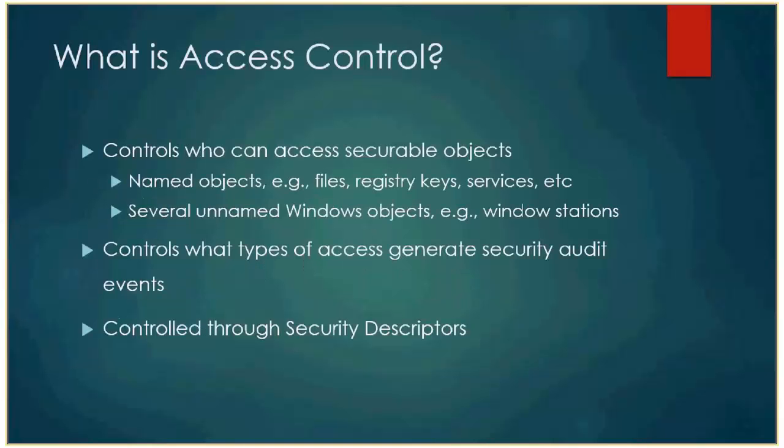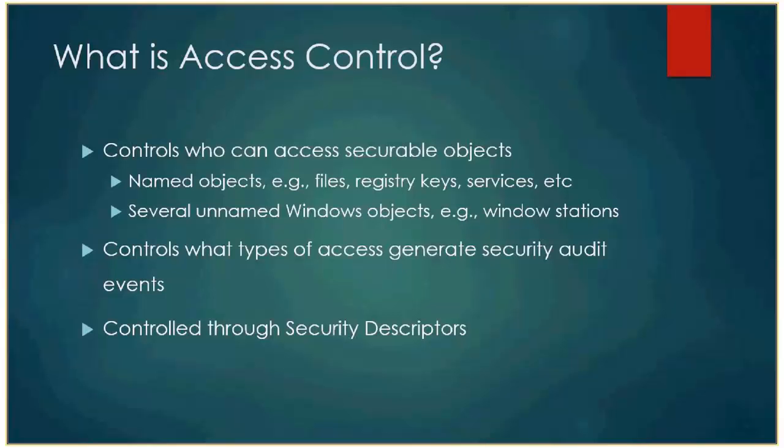When we talk about access control, we're usually talking about two things mostly: who is allowed to access securable objects, and when I say securable objects, I'm talking about things like named objects, files, registry keys, services, printers, WMI namespaces, anything that you access via a path or a name. There are also some unnamed Windows objects that are securable, threads, Windows stations. There's a whole ton of stuff that is probably way over my head.